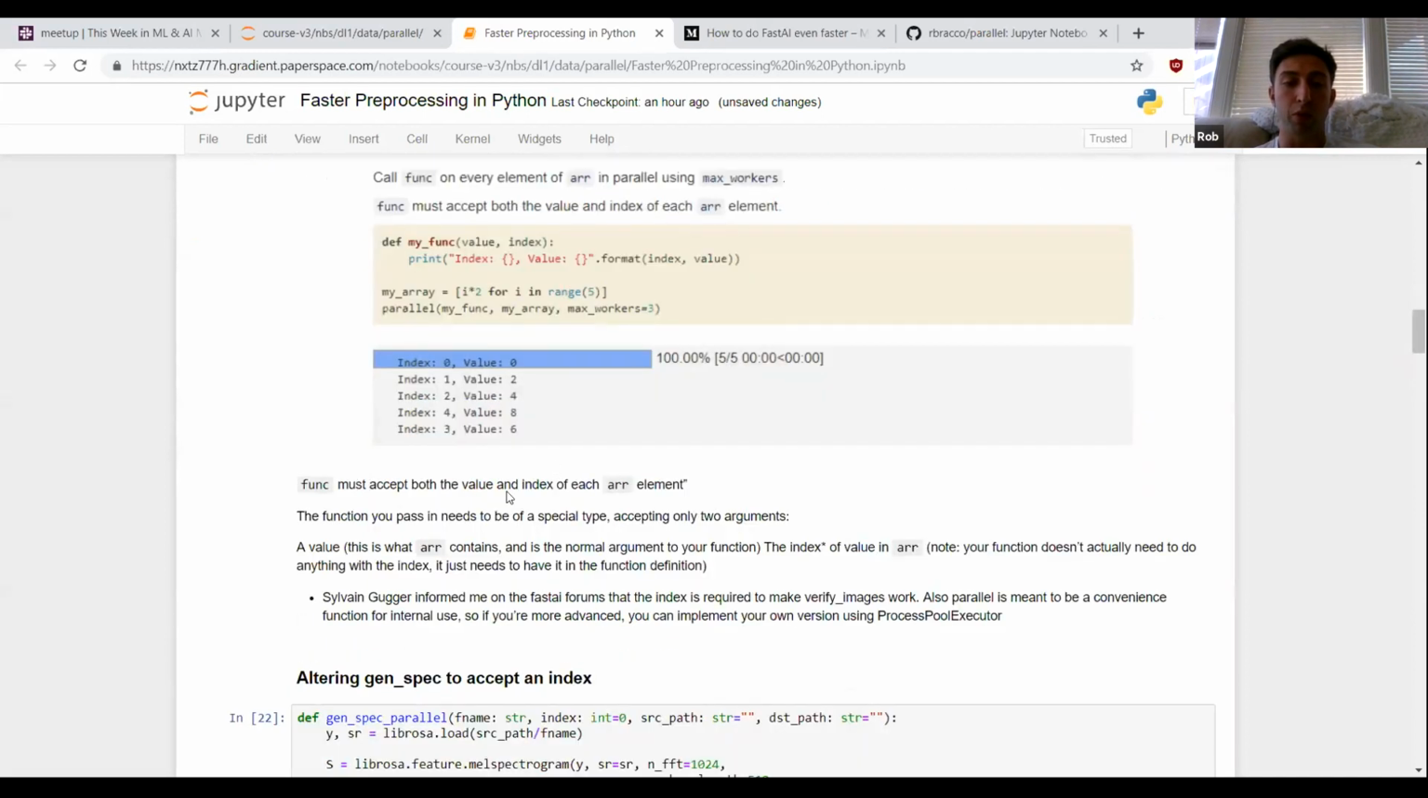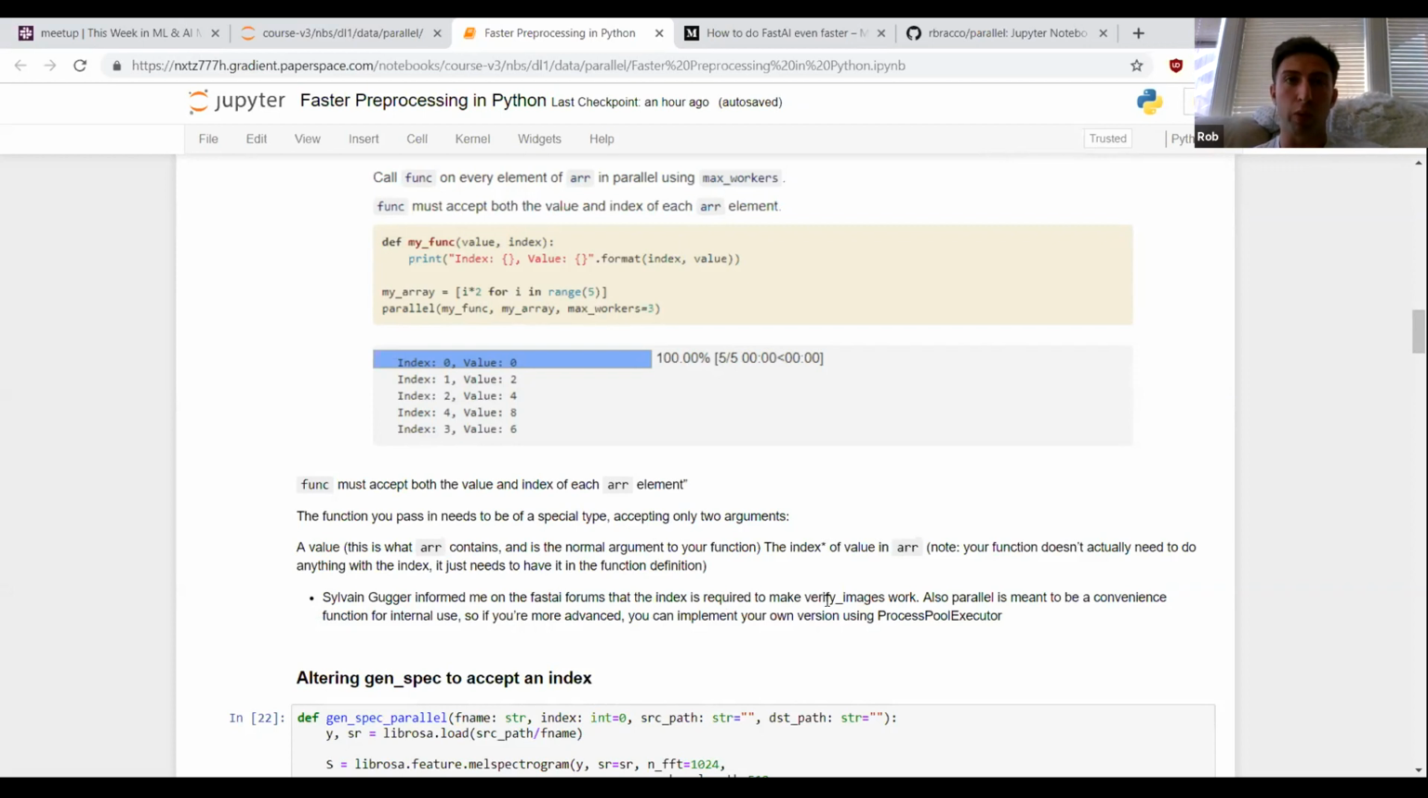Func must accept both the value and index of each array element. So the function you pass in needs to be of a special type. It needs to accept 2 arguments. 1 is whatever it needs to do its work, so basically your argument, and then 1 is this special index that comes from array. And I talked to Sylvain about it, and he said that the index is required to make verify images work.